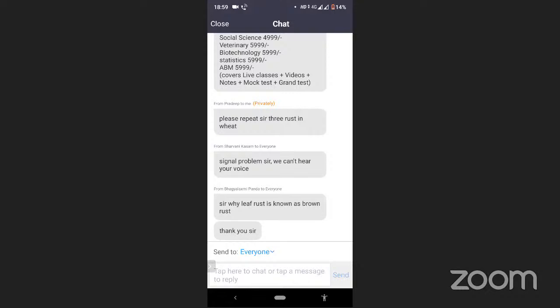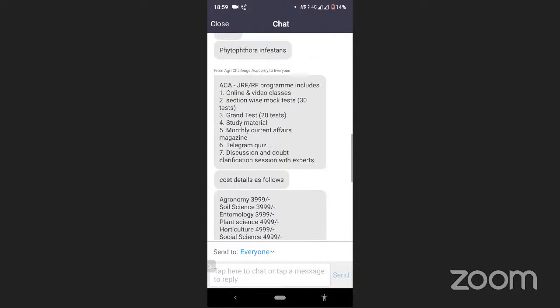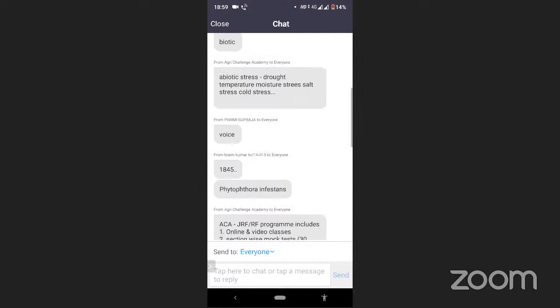Sorry. Okay, sir, what is three rust? Okay, that is the difference. About three rust. Sir, what is three wheat rust? Only three rust diseases are present in that area.